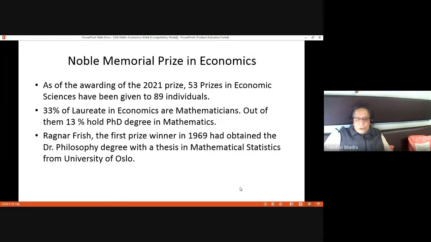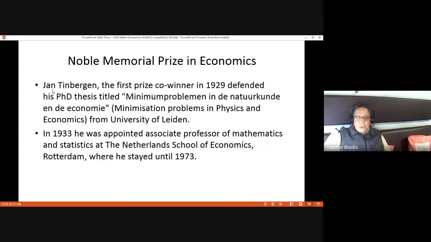The other one, Jan Tinbergen, the first prize co-winner, did minimum problems in physics and economics, minimizing problems, from the University of Leiden in the Netherlands. In 1933, he was appointed associate professor of mathematics and statistics at the Netherlands School of Economics, Rotterdam, where he stayed until 1973. So you can see the first prize winners are in some way directly related to mathematics.